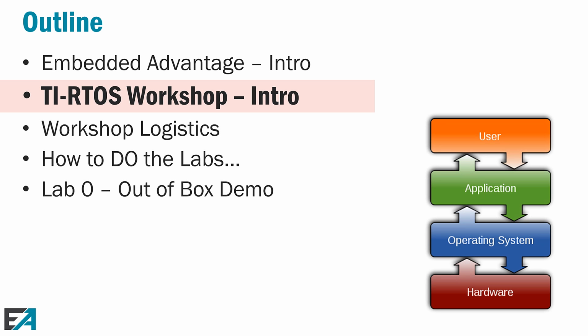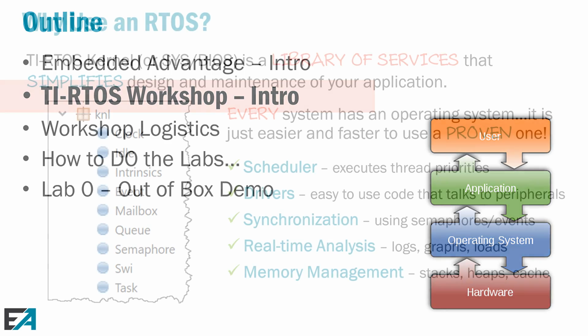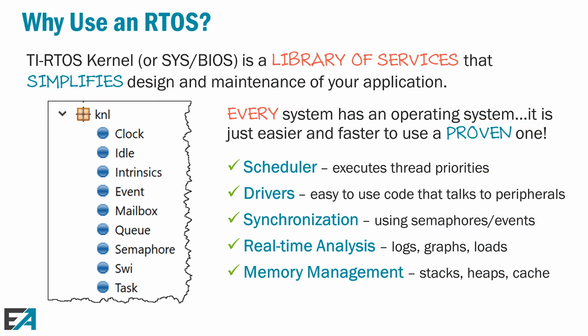Okay, so next up is an introduction to this workshop, Getting Started with TI RTOS. So why use a real-time operating system? Of course, Getting Started with TI RTOS is the name of the workshop. We're going to spend the next 14 hours of your time answering that question. But at a 10,000-foot level, what is an OS, really, or what is a real-time operating system? Well, any OS is really a library of services that helps the user design and maintain their application.